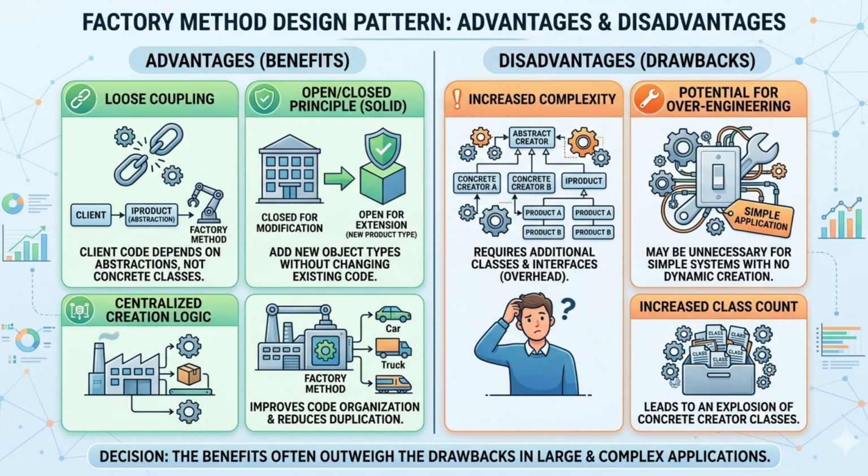The factory method pattern offers several advantages that make it a popular choice in software development. One of the most significant benefits is loose coupling, as the client code depends on abstractions rather than concrete classes. This makes the system more flexible and easier to modify. Another advantage is support for the open/closed principle, allowing new object types to be added without changing existing code. This enhances scalability and reduces the risk of introducing bugs during modifications.